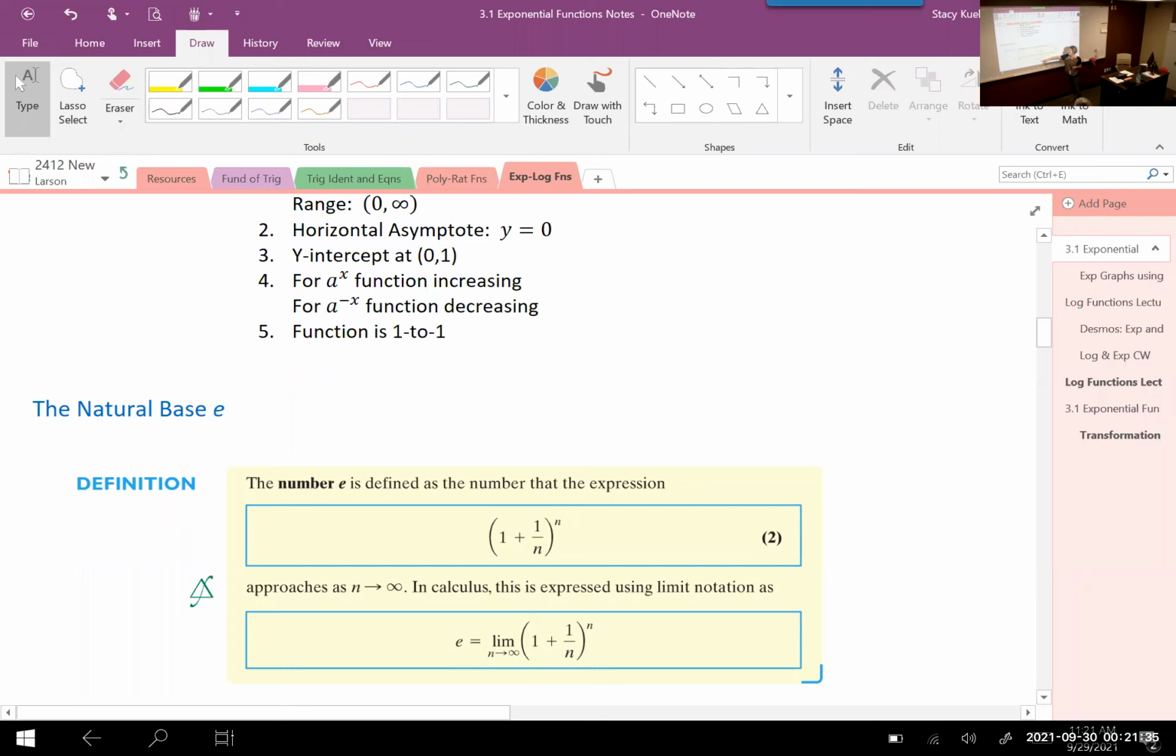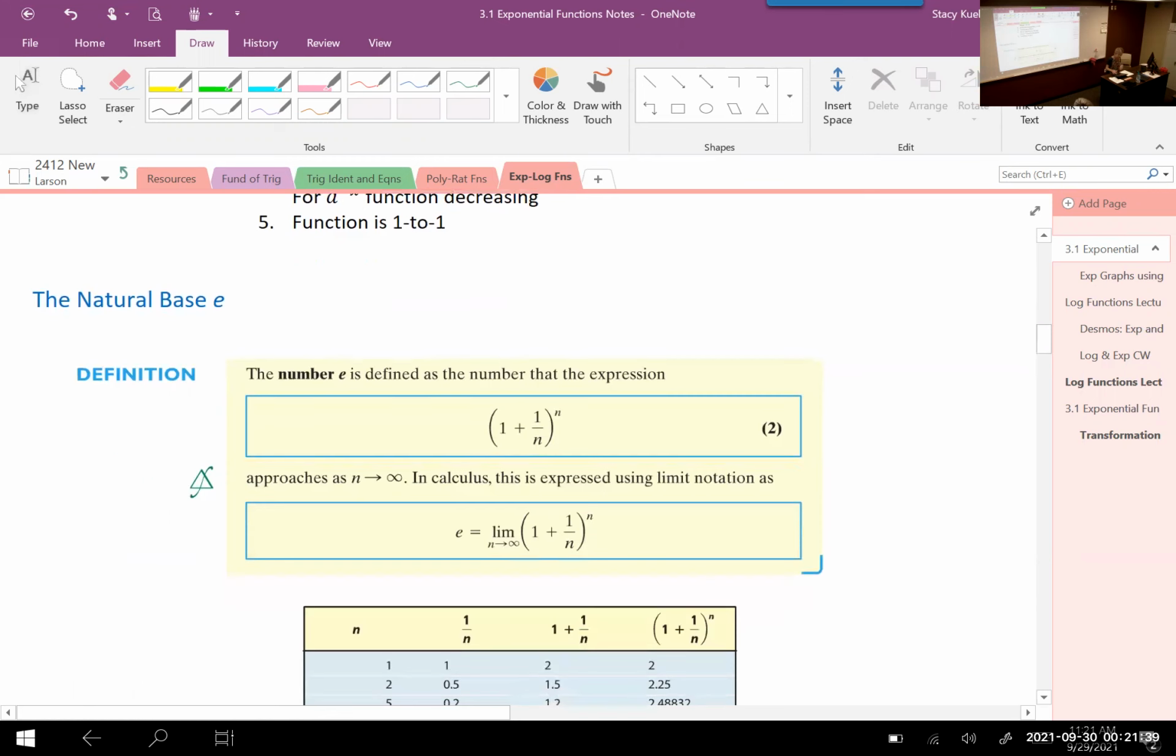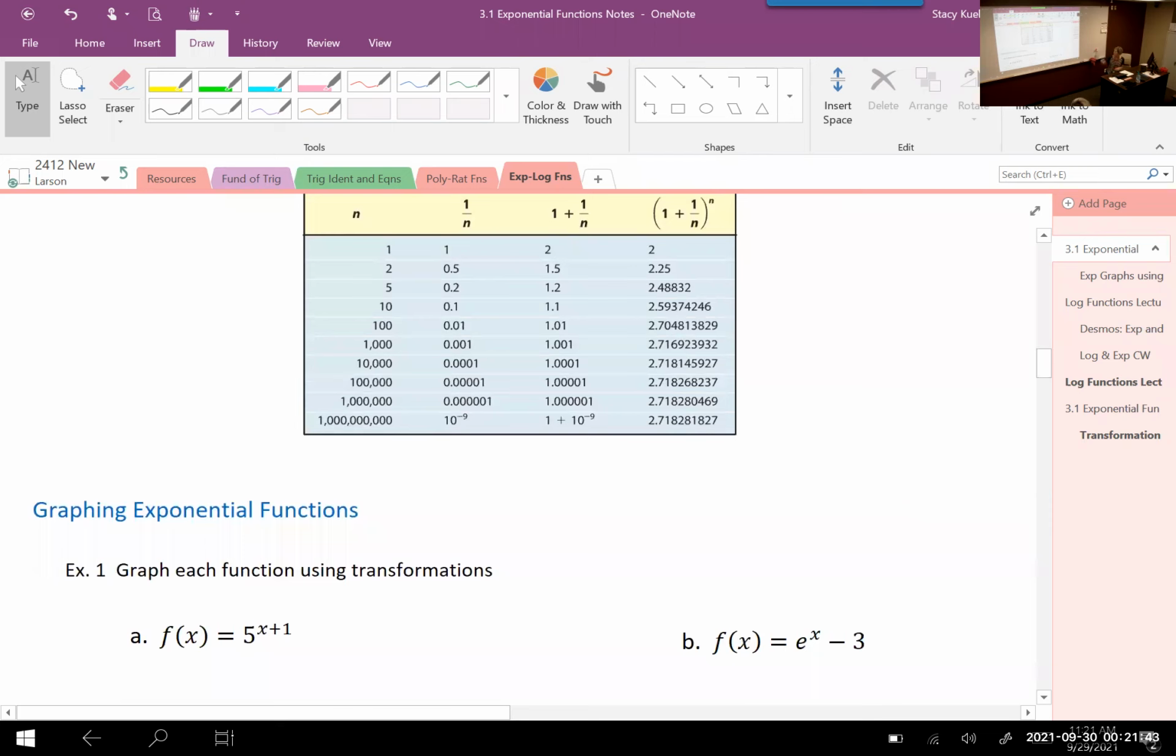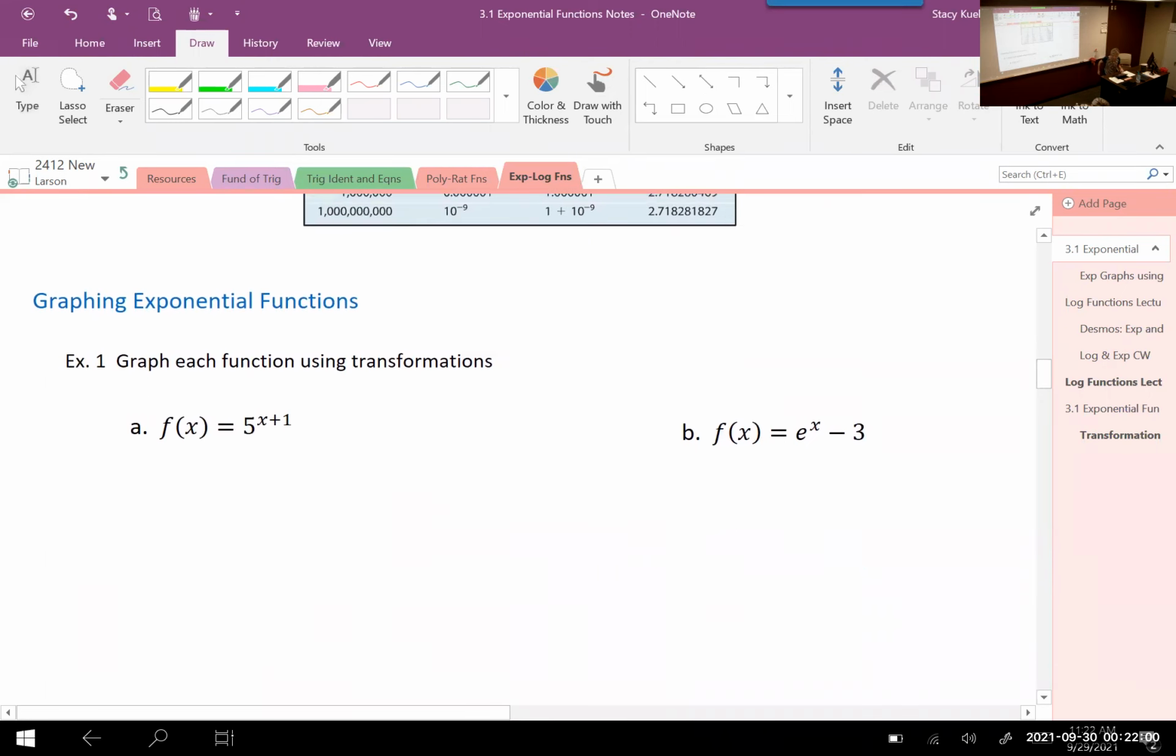Now, in calculus, we can actually find what E is by taking the limit as n approaches infinity, which is something to consider. So here we've got the recursion of it, right? And yep, it's 2.718, and so on. So we want to just consider that E, even though it's a letter, is a base. It's a constant, just like pi is a constant. It's an actual number.